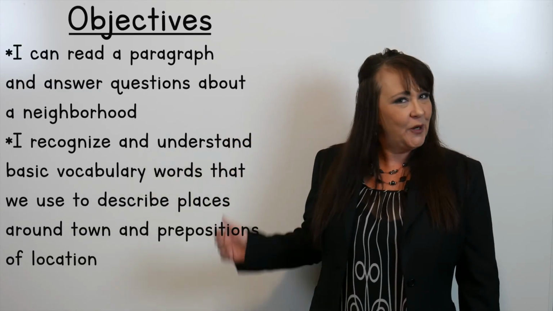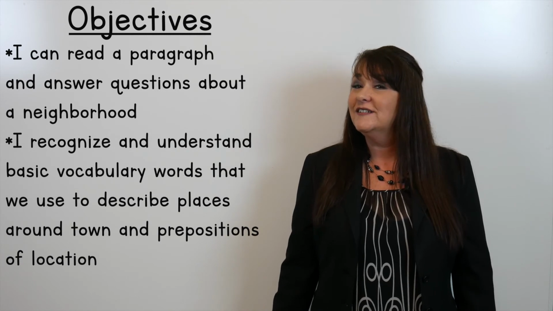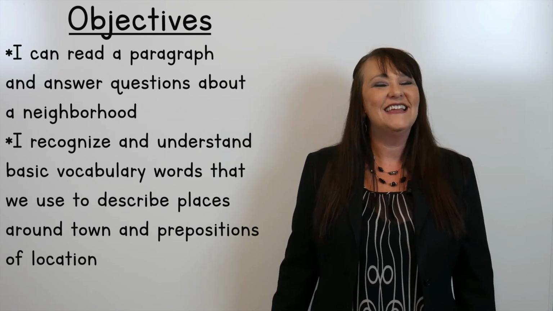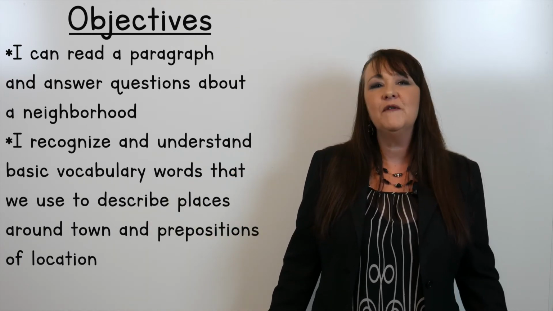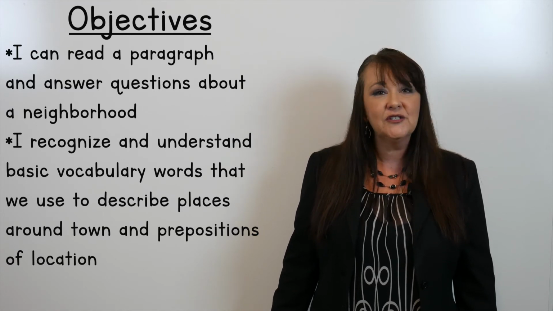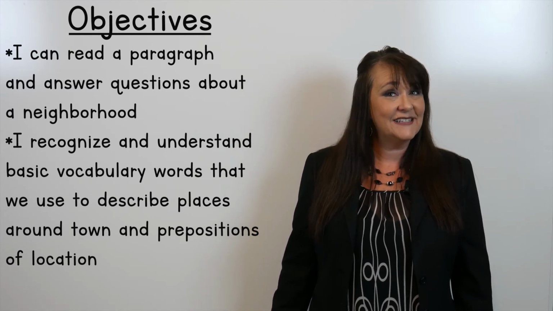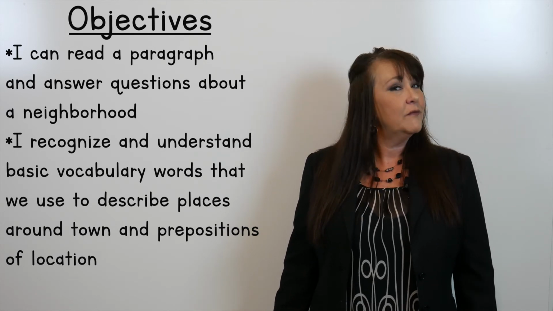I hope that reading activity helped you understand some new words. Let's look at our objectives for today and see how we did. Can you read a paragraph and answer questions about a neighborhood? I think you can. Can you recognize and understand some of the basic vocabulary words that we've learned to describe places around town and prepositions of location? We had practice with that too. So that concludes today's lesson.